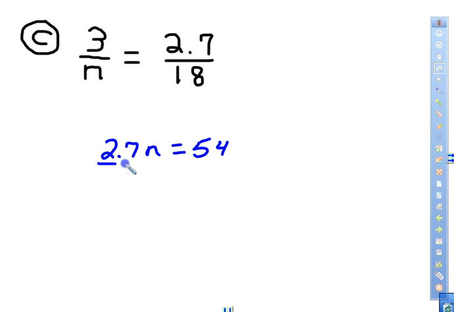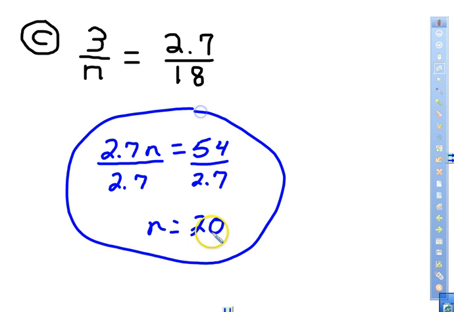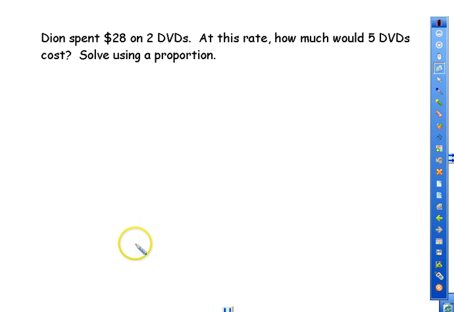And now I'm going to have to divide by the number with the variable, which is 2 7/10, on both sides. And I get n equals 20. So 20 is my answer for that. Okay. Again, what you see here is what you need to make certain you have on your homework today as well. Now let's look at this next one.